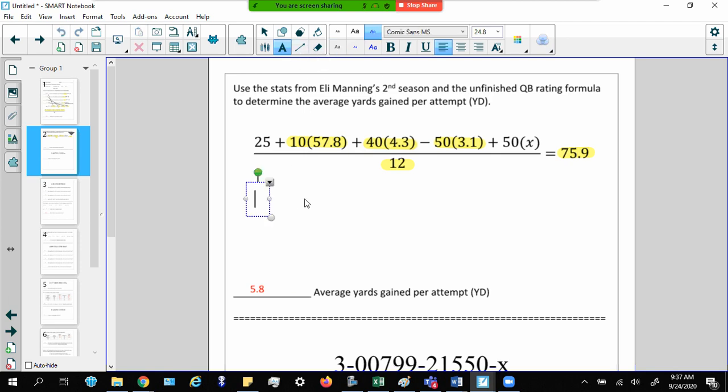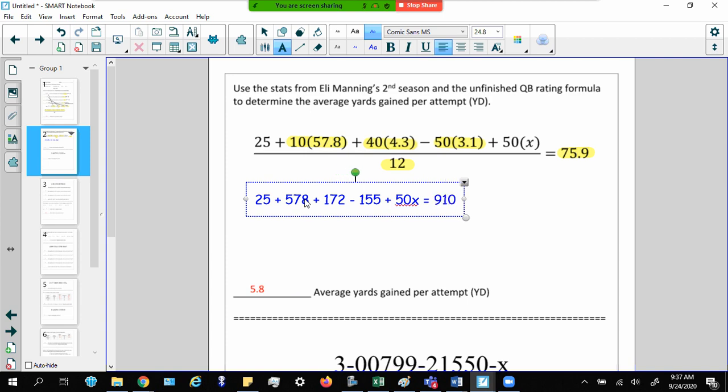So the next step would be 25 plus 578 plus, let's see, 40 times 4.3 is 172, minus 50 times 3.1 is 155, plus 50 times x is 50x. And then when I multiplied 12 times 79.5, I got 910.8.